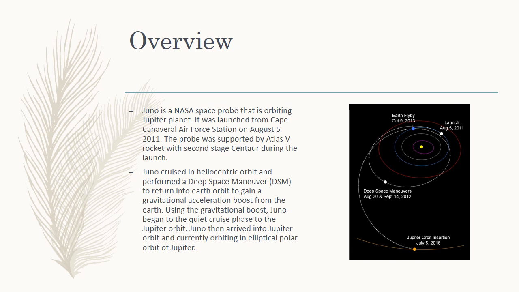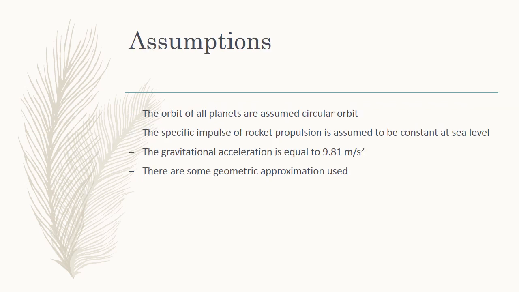Juno cruised in a heliocentric orbit and performed a DSM to return to Earth orbit to gain a gravity assist. Using the gravity assist, Juno began the quiet cruise phase to Jupiter, and then it arrived into Jupiter orbit and is currently orbiting in an elliptical polar orbit of Jupiter.